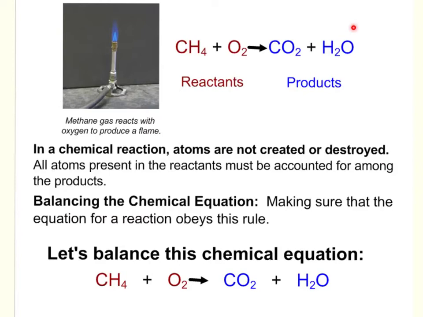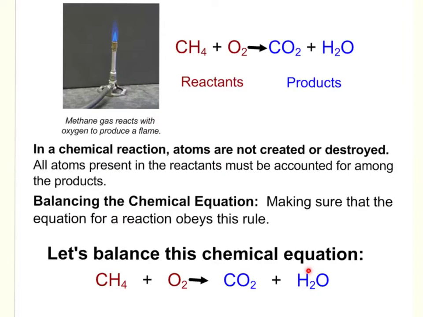So when we look at methane, we have 1 carbon in the methane. There's 1 carbon here in the methane and 1 carbon on the right side of the reaction in the carbon dioxide. There are no other carbons over here. So the carbons balance out. What about hydrogen? There are 4 atoms of hydrogen over here. What about on this side of the equation? There are only 2 hydrogen atoms over here.